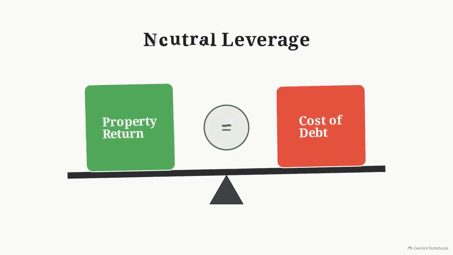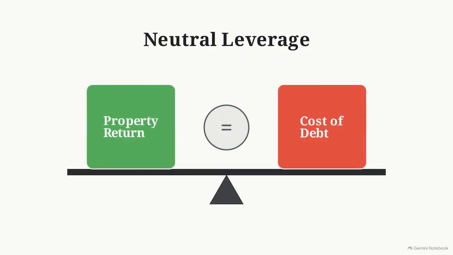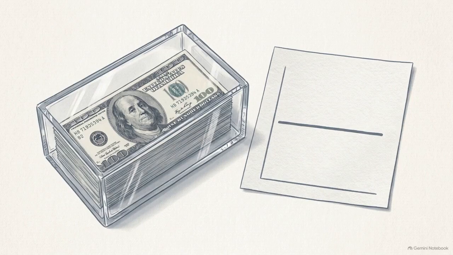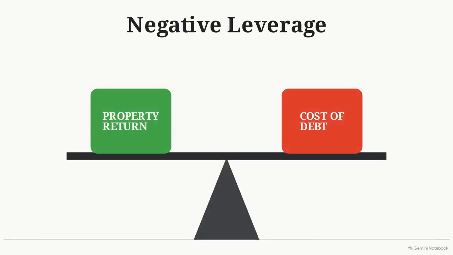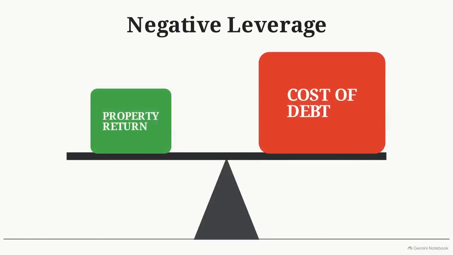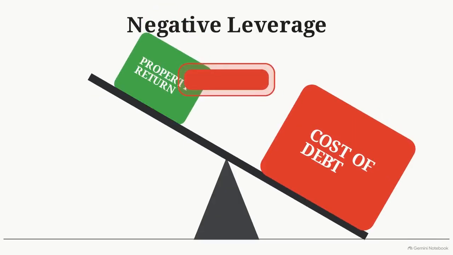The second state is neutral leverage. Here, the property's return roughly equals the cost of the debt. It helps the investor preserve cash for other uses, but it does not meaningfully improve the property's immediate return on equity. The third state is negative leverage. This happens when the cost of financing outright exceeds the operational return produced by the property.